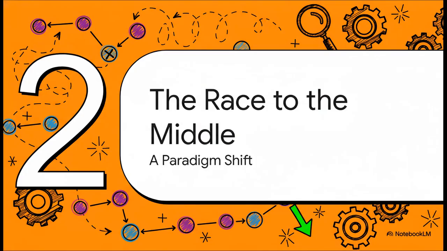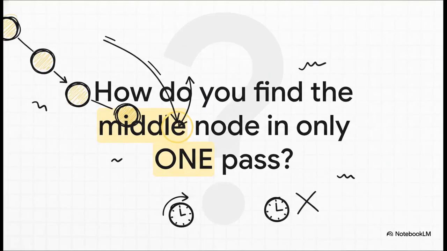But what happens when that simple walk just isn't enough? Let's look at a problem that forces a real paradigm shift in how we think about moving through these lists. All right, here's a classic. You've probably heard it in an interview. How do you find the middle node of a linked list? Now, here's the real kicker. You have to do it in a single pass. You can't go through it once to count everything and then a second time to find the middle.